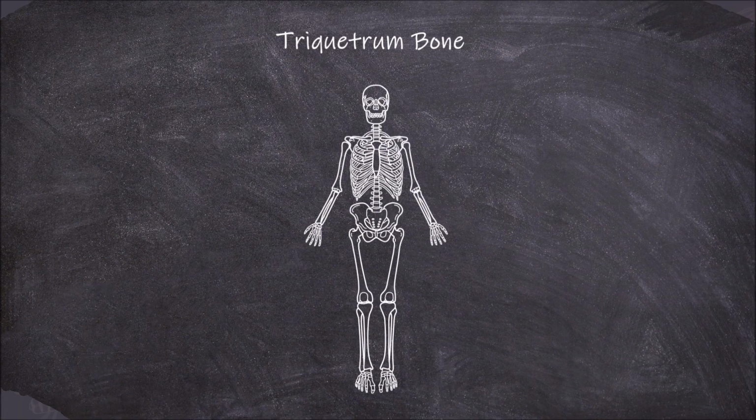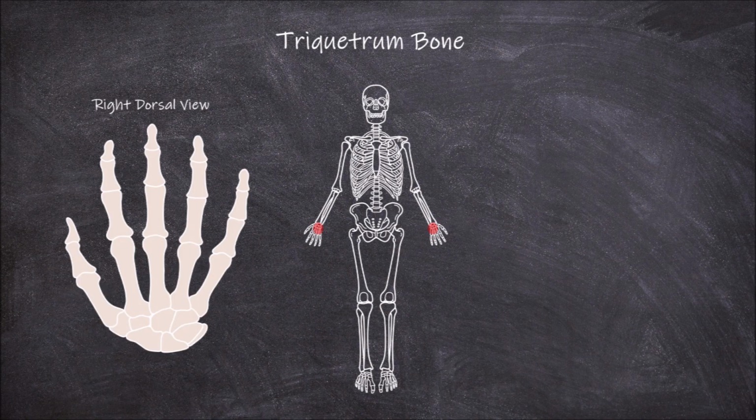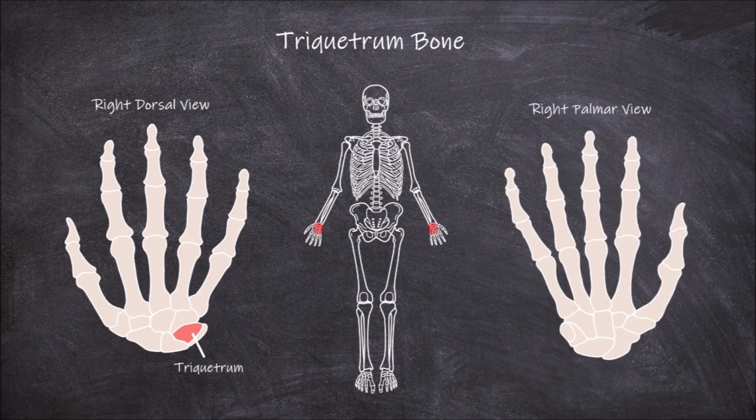In today's video, we're going to go over the structure of the triquetrum bones. The triquetrum bones are located in the wrist of each hand. If we look more closely at the back or dorsal view of the right hand, we can see highlighted in red the triquetrum bone amongst the other wrist bones. If we look at the palmar view, we can again see highlighted in red the triquetrum bone.